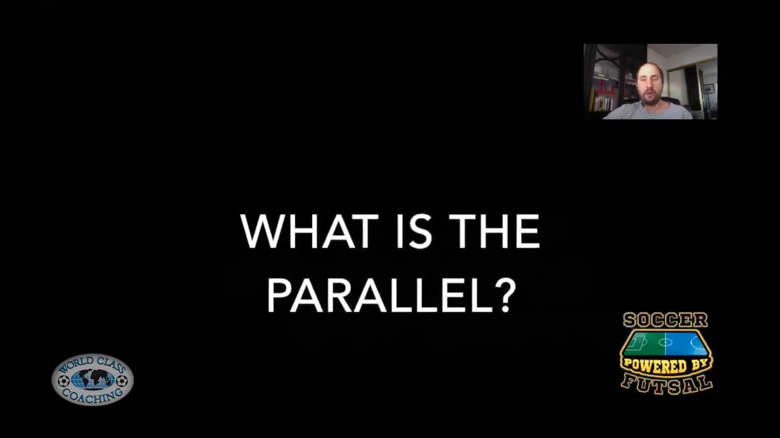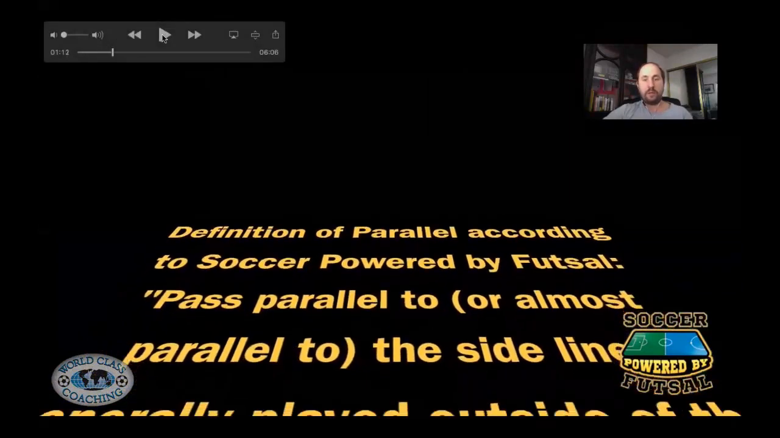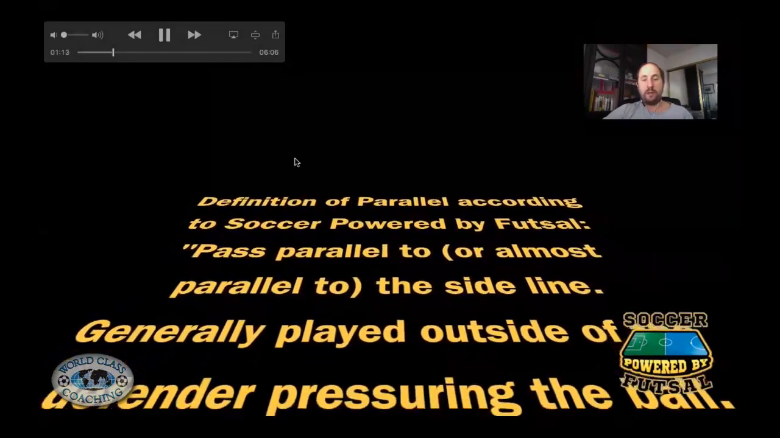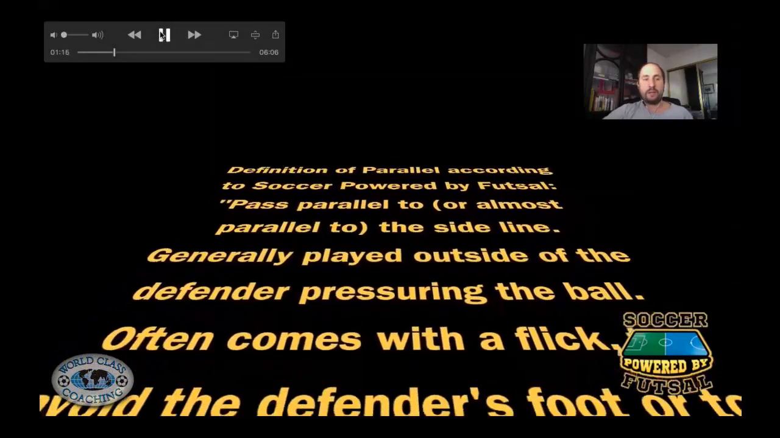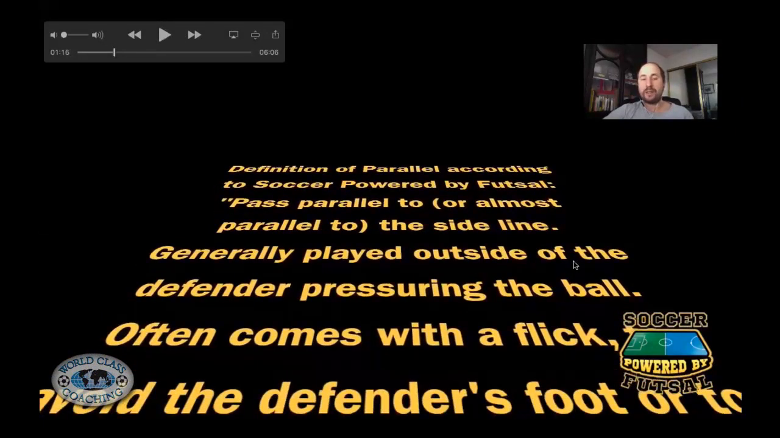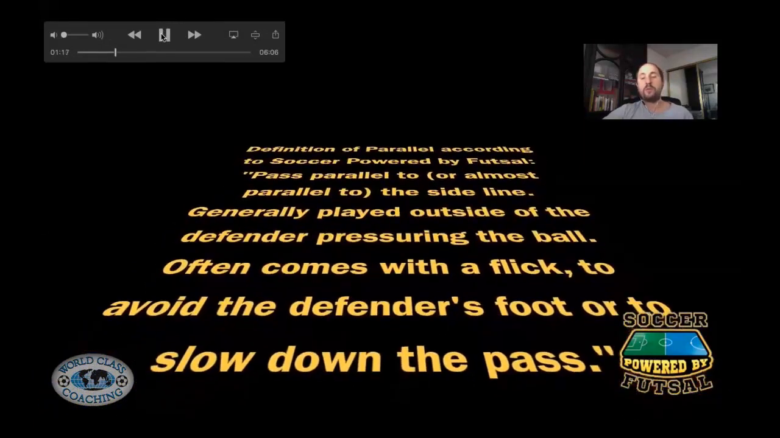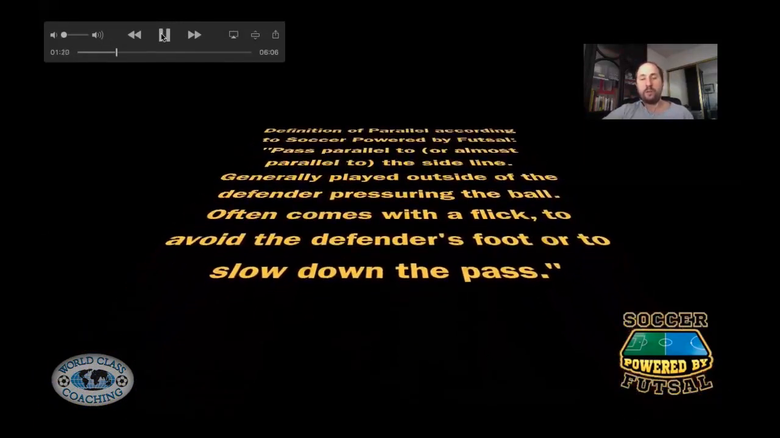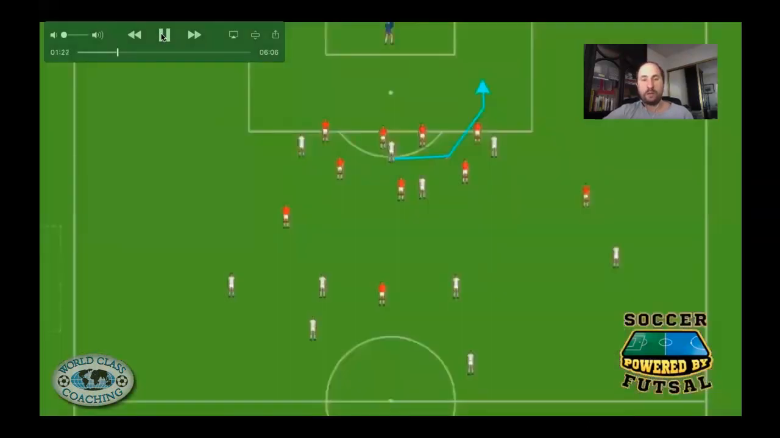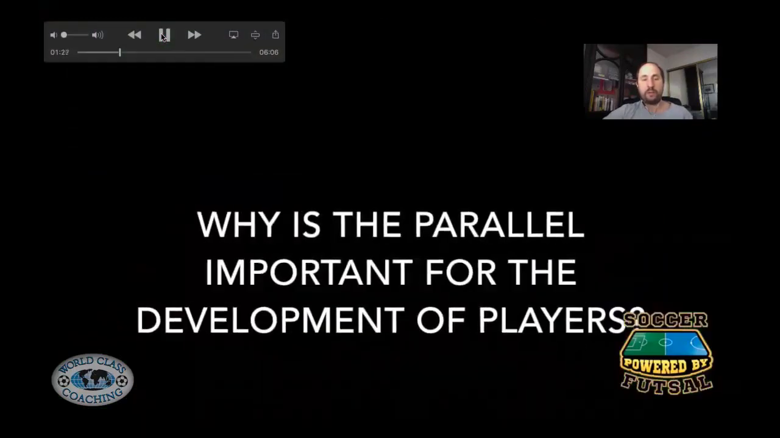So first of all, what's the parallel? The definition that we made, using the concepts of futsal and bringing them to the soccer field, is that the parallel is a pass parallel, or almost parallel, to the sideline, generally played outside of the defender pressuring the ball, and often it comes with a flick to avoid the defender's foot or to slow down the pass. So we can see a different example of it. You can see the pass is parallel to the sideline.